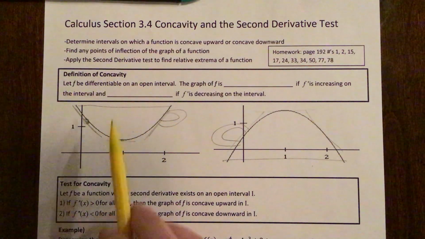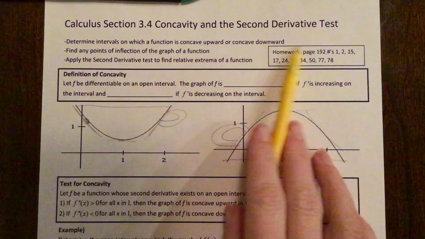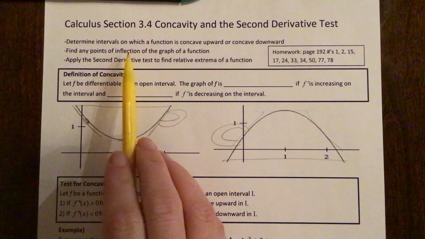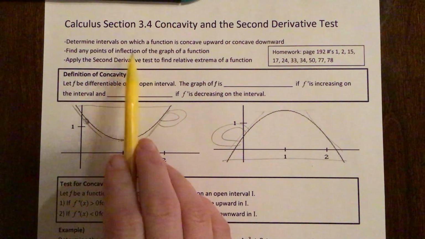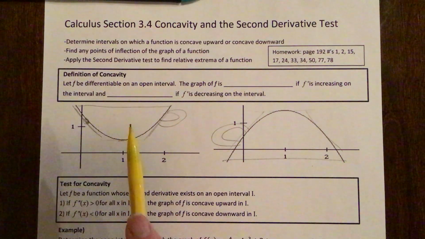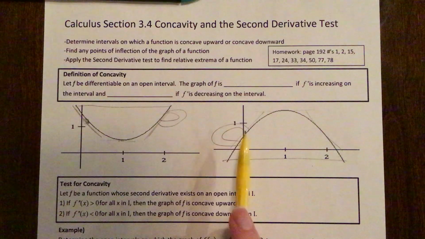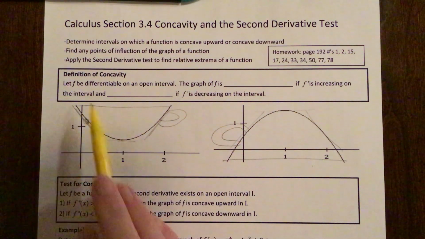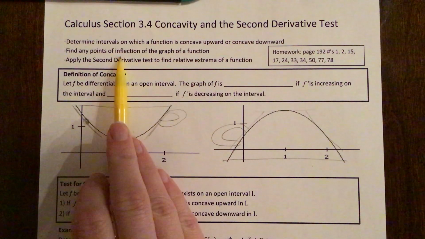All right, so let's determine intervals on which a function is concave upward and concave downward. That's what that means. Next thing, find points of inflection of the graph of a function. A point of inflection is a point where you stop being concave up and you switch to being concave down, or vice versa, down switches to up. And we'll learn how to actually find those.